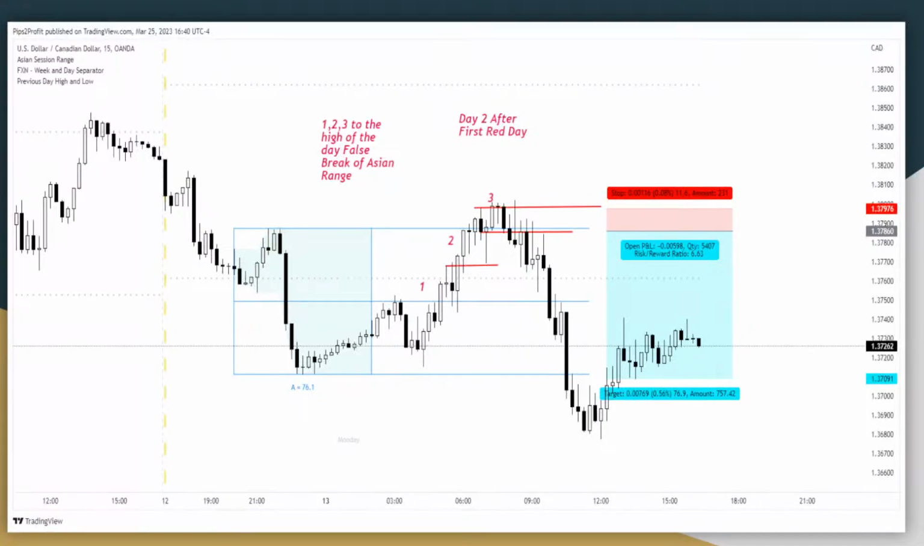New to ADR indicator. Anyone maybe refer a good one for TradingView? If you're looking for the average daily range, just type in ADR high-low or something like that, and it should come up.